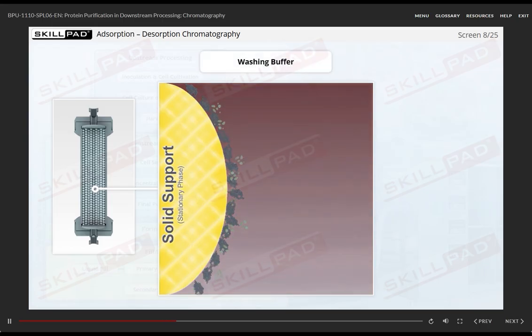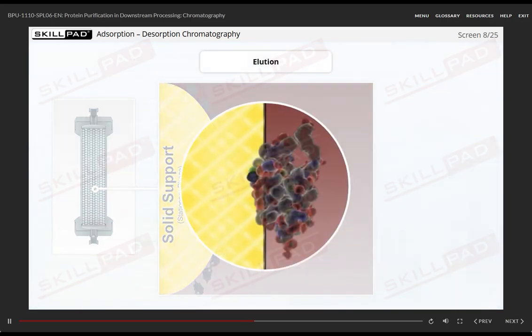However, they can be removed by a washing step, which involves washing the column with buffer. The washing buffer is strong enough to disrupt the interactions between the stationary phase and the non-target protein, yet leave the adsorbed target protein in place. The target protein is then eluted by using a different buffer, or by changing the properties of the buffer to disrupt the binding of the target protein to the stationary phase.